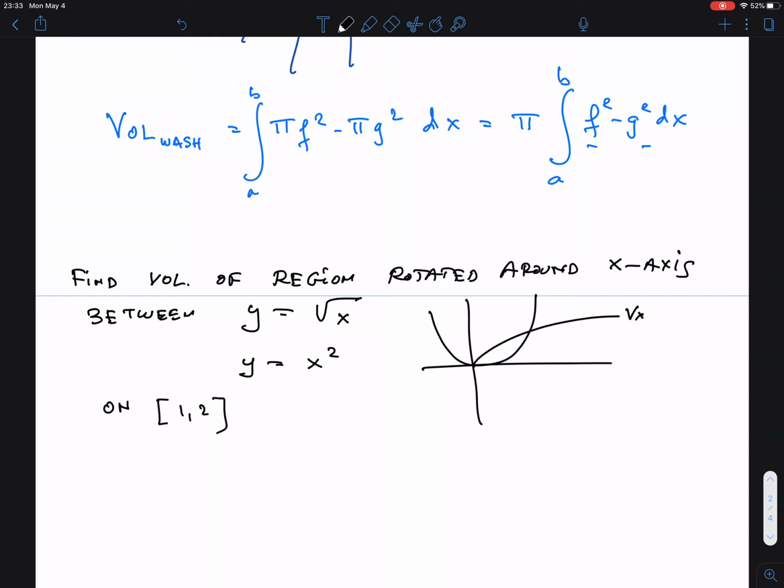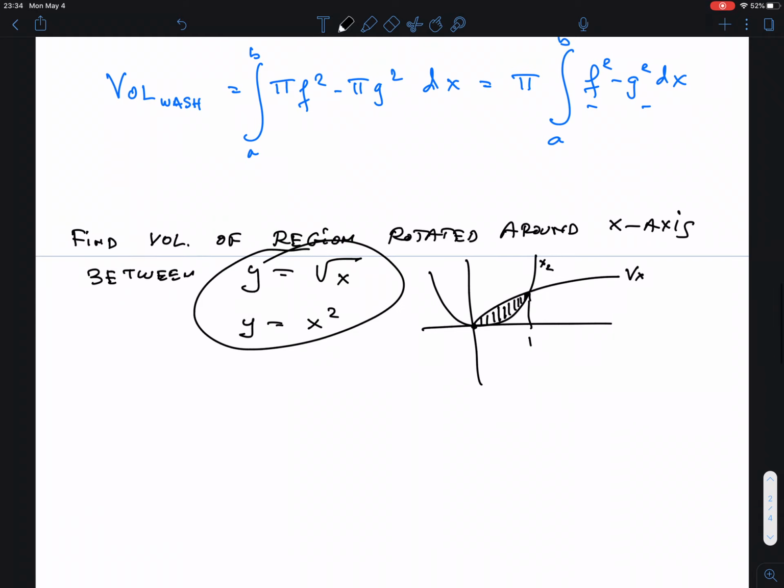Actually they intersect here at x equals 1. Yeah, okay, perhaps it's better to do this example without an interval. So find the volume of the region rotated around an axis between these two curves. One curve is radical x, and the other one is x squared, the parabola. We do need to find the intersection points, and then we have this region.